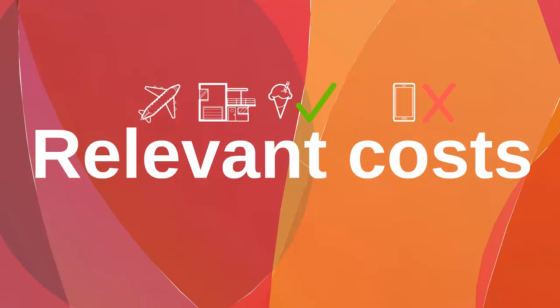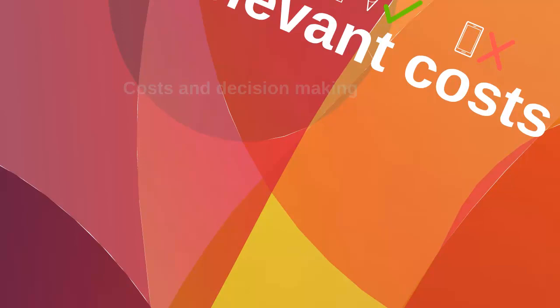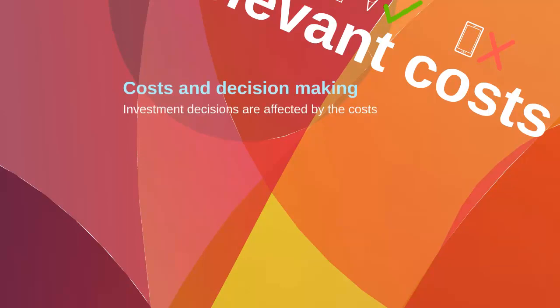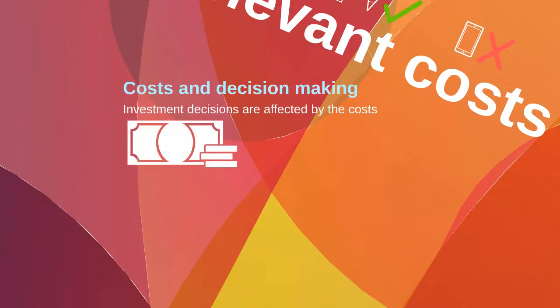So how does this relate to businesses and to investments? Well, we'll look at that now. So investment decisions are affected by the costs involved. So let's look at some examples of the kinds of costs that will be involved when we are deciding whether an investment should go ahead, whether a project should go ahead, etc. So the cost of the product that we are selling. How much does it cost to make? Because of course that will affect how much we charge for it.